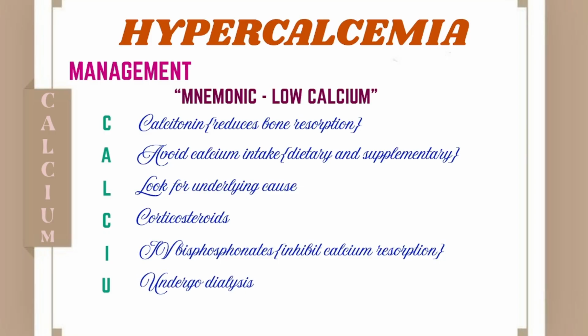U stands for undergo dialysis. If it is a condition of severe hypercalcemia, that is a life threatening condition, and if the other treatments are unresponsive, meaning there is no change in the level of calcium despite some treatments, then ultimately we can go for dialysis to rapidly remove the excess calcium from the blood.